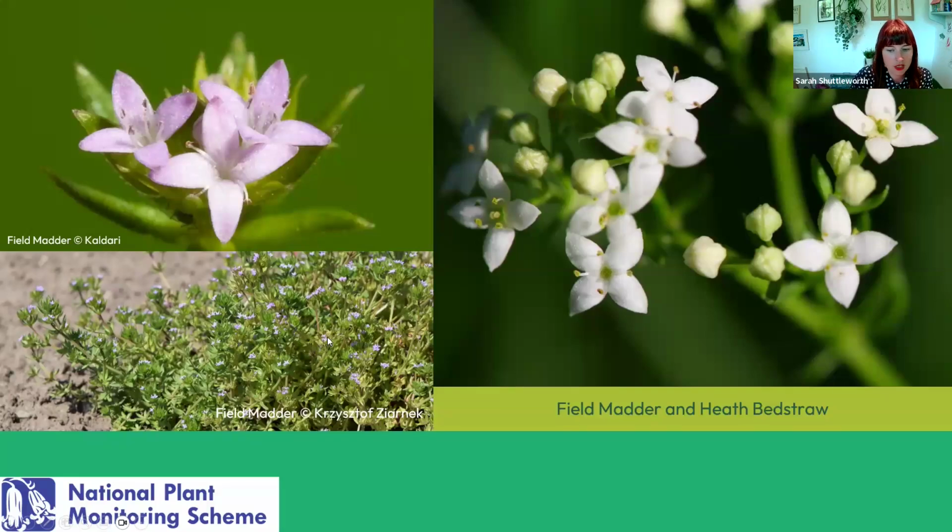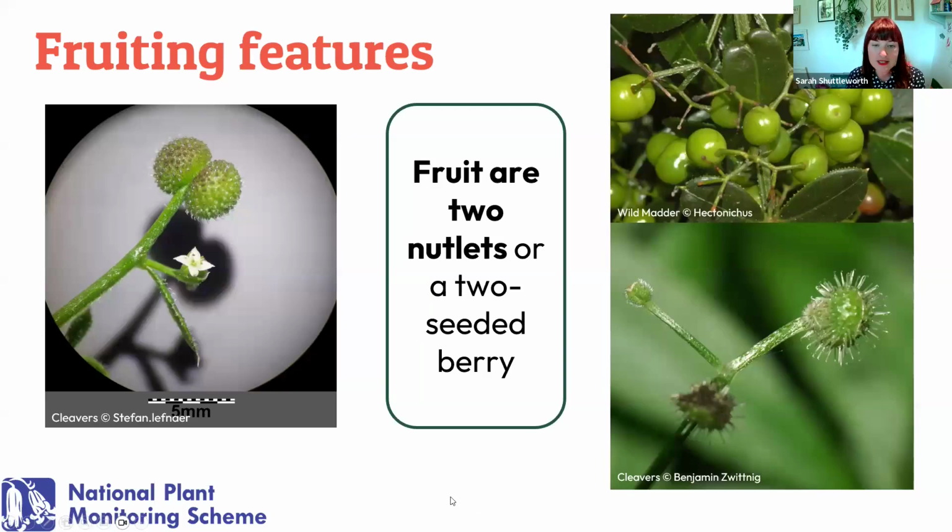Another example of some of the species: we've got field madder, really lovely little small lilac flowers. Again, confusingly, in the book it's described as hairless, but with prickles. So again, it's where you draw the line on what's a hair and what's a prickle. And then we've got the heath bedstraw over here, but all have that lovely 4-petaled arrangement with the stamens in between.